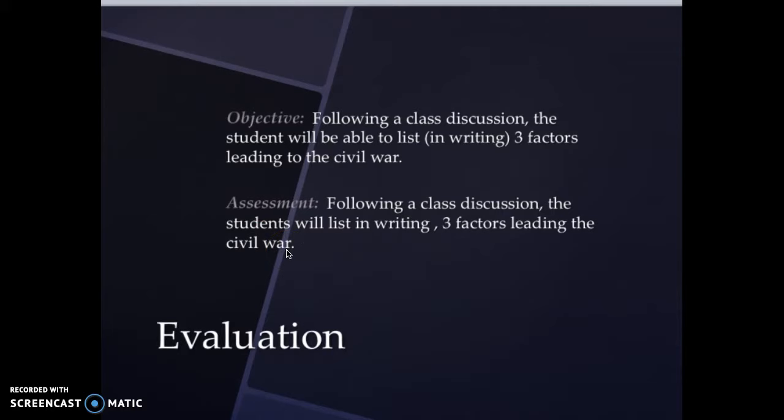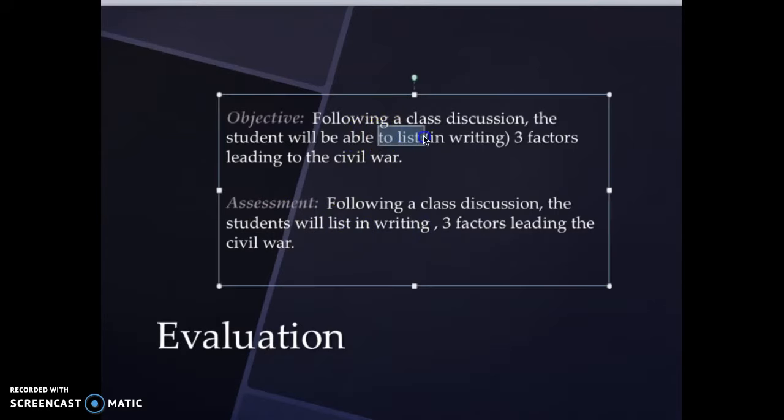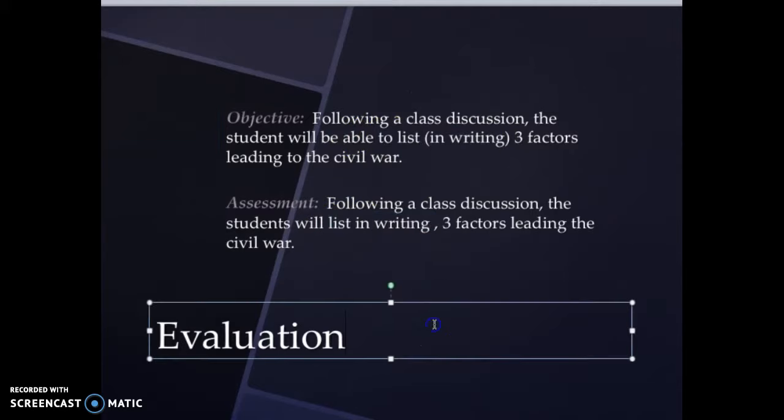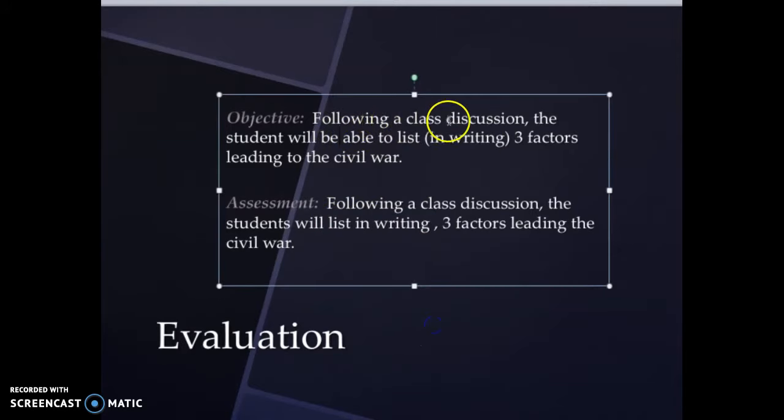They are basically identical. This tells us what they should know and be able to do at the end of the lesson. This tells us how we're assessing them. If we say list in writing here, it needs to be list in writing here. If we say our objective is the students will be able to discuss something, then our assessment must match that objective, and our assessment would be the students will be able to discuss.